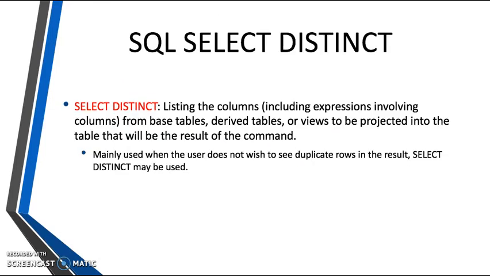So first we have SQL select distinct. Select distinct is defined as listing the columns, including expressions involving columns, from base tables, derived tables, or views to be projected into the table that will be the result of the command. It's mainly used when the user does not wish to see the duplicated rows in the result.